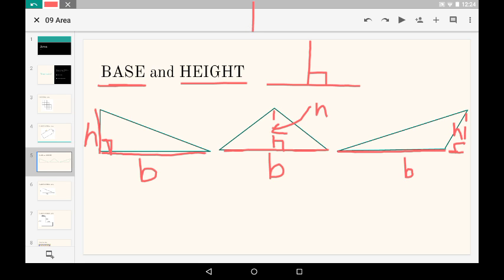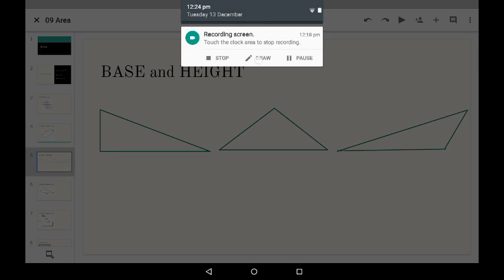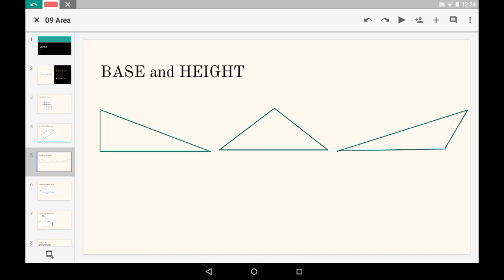Now in these three triangles, I've purposely done them this size because all three of them have the exact same base and the same height. If you took a ruler and measured all three of these bases, they would be the same. All three heights would be the same, which means that these three triangles all have exactly the same area.